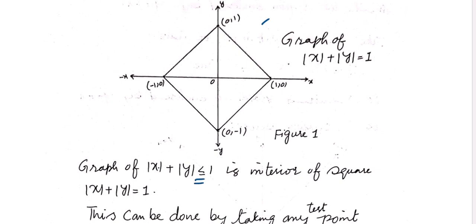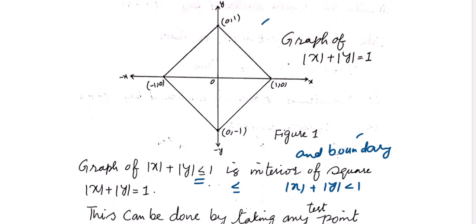The graph of absolute x plus absolute y less than or equal to 1 is the interior and boundary of a square. Why are we including the boundary? Because here we have the less than or equal sign. If the inequality were like this, absolute x plus absolute y less than 1, then this would show just the interior of the square. But here the equal sign is also included. That's why we will also consider the boundary.